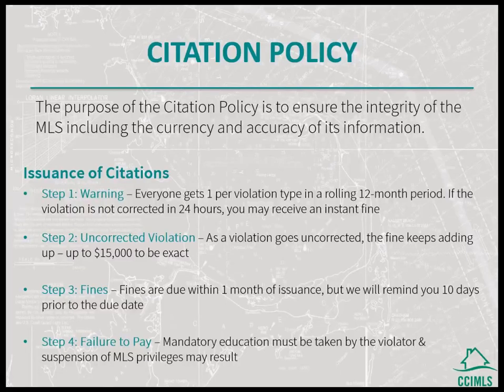Step 2. Uncorrected violation. As a violation goes uncorrected, the fine keeps adding up to $15,000 to be exact. Step 3. Fines. Fines are due within 1 month of issuance, but we will remind you 10 days prior to the due date. Step 4. Failure to pay. Mandatory education must be taken by the violator, and suspension of MLS privileges may result.